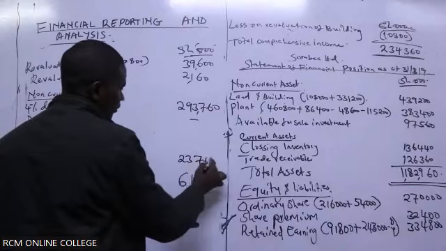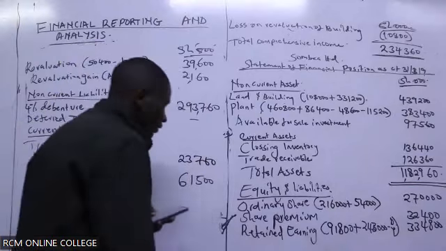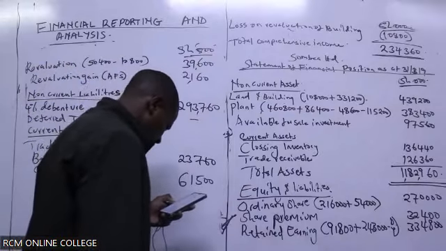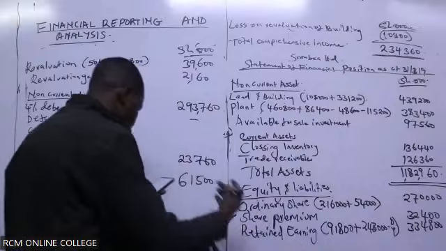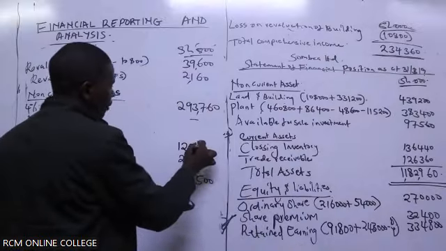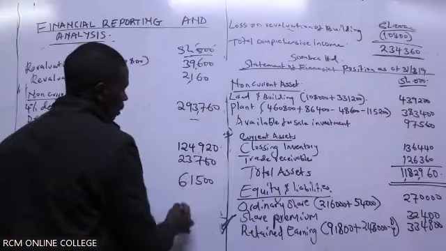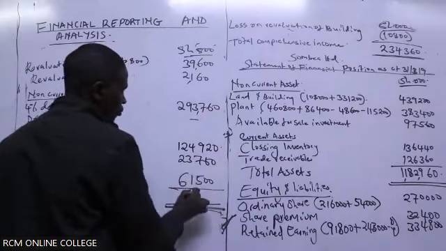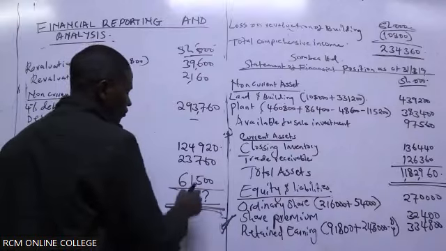23,760. Asante. And then trade payable yetu, which is our last item, 124,920. Class, I told you that the total does not matter when marking this. This total does not matter. We do not even look at this one.